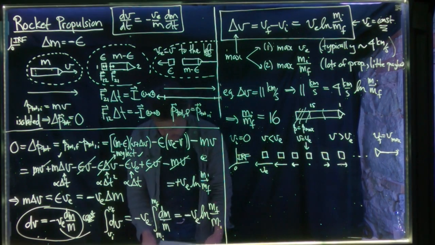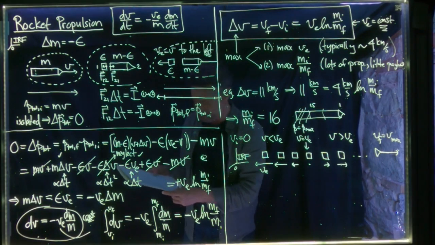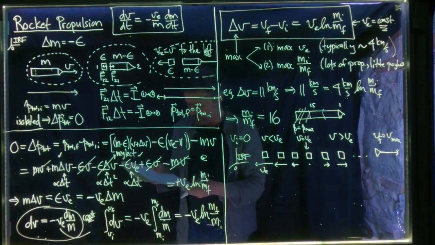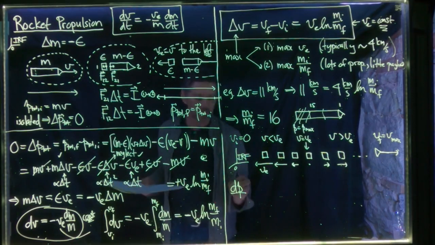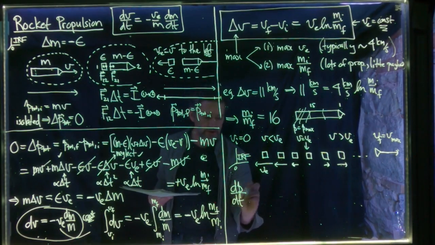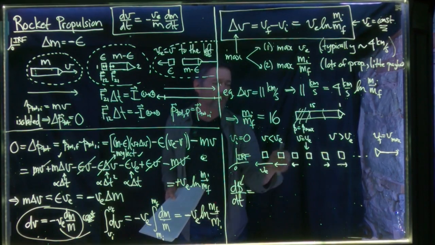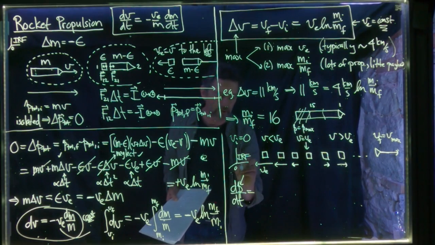So let's look at that in a little bit of detail. The momentum of the rocket is mass times velocity, so let's look at how that changes with time. This is going to be the rocket thrust equation that we're going to get from this. So dp dt. P here is not the momentum of the exhaust gas particles, it's only the momentum of the rocket, what's left of the rocket.